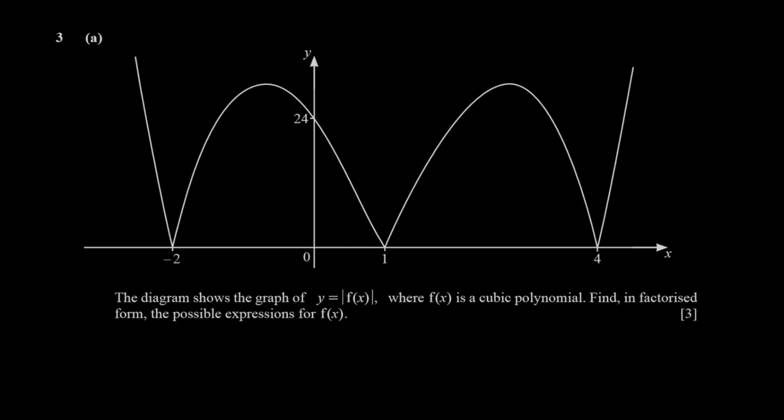Okay, then here we are in question 3, which is a polynomial type of question. The diagram shows the graph of y equals modulus f of x, where f of x is a cubic polynomial. We want to find in factorized form the possible expressions for f of x.